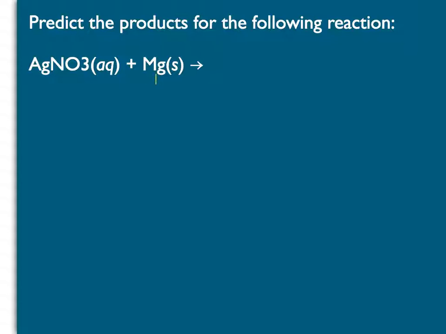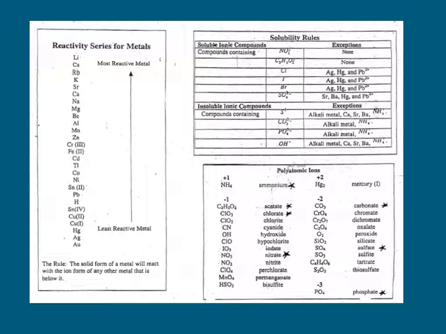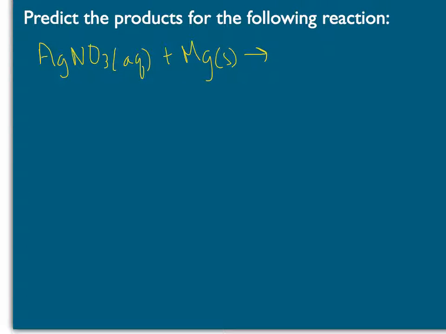Now, magnesium is going to push out silver if and only if magnesium is stronger than silver. So how do we know? On the back of your tables, you have a reactivity series. This right here is our reactivity series with the most reactive at the top and the least reactive at the bottom. So we are going to look for magnesium. Right here is magnesium, and down here is silver. So magnesium, which is the one that needs to replace the silver, is stronger because it's higher on this chart. So now you can go ahead and know that magnesium is going to push out silver.